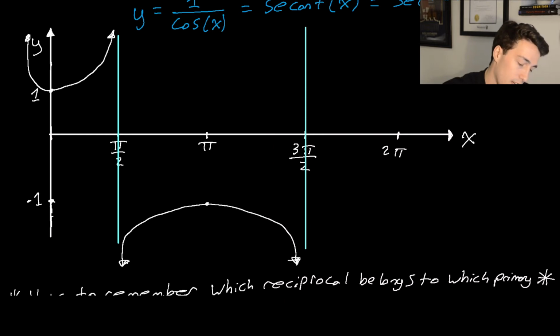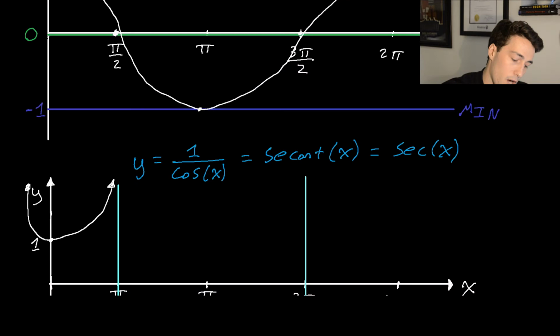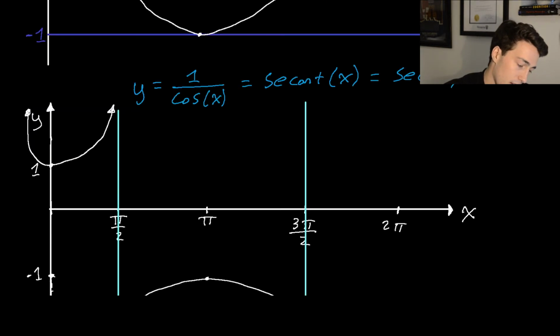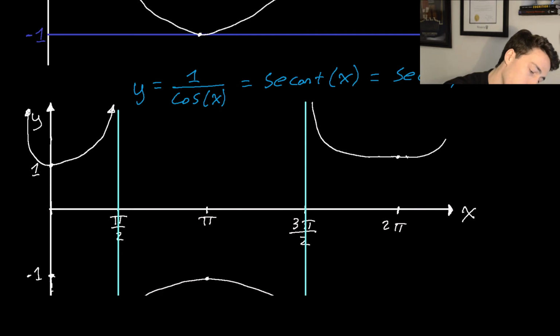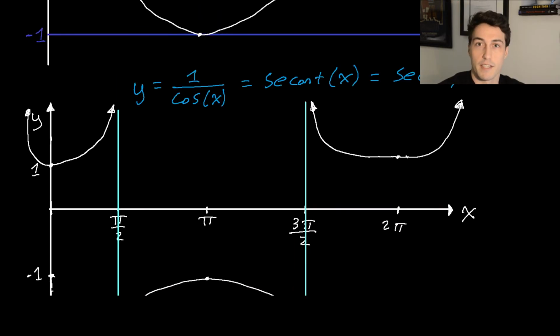And then finally we can look at 3 pi over 2 to 2 pi, and it's going to go through 1 again, so I can draw this point, and this will be positive as well. So we'll have the function that looks something like that, and it'll continue that way. And this was the secant function.